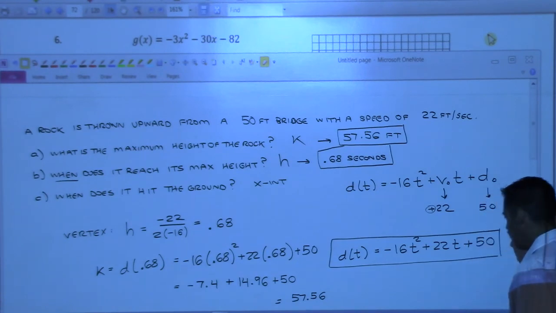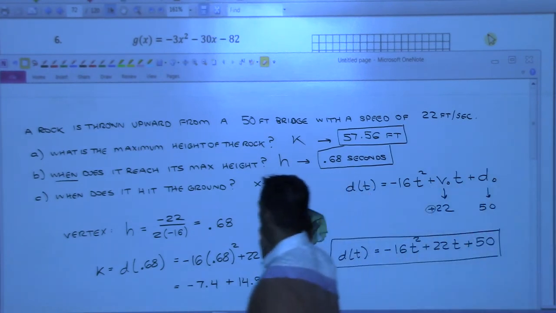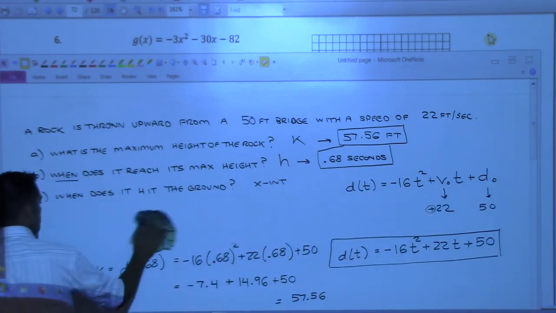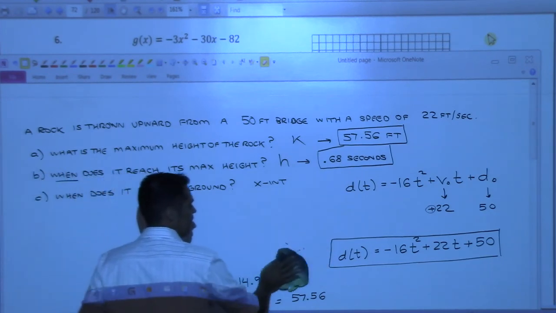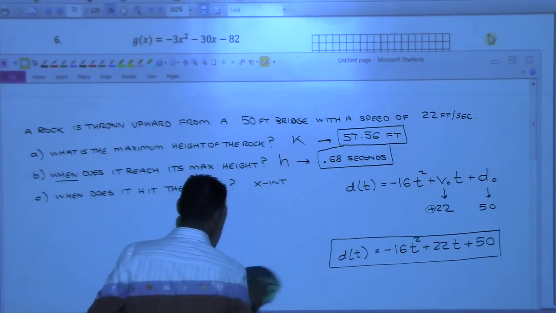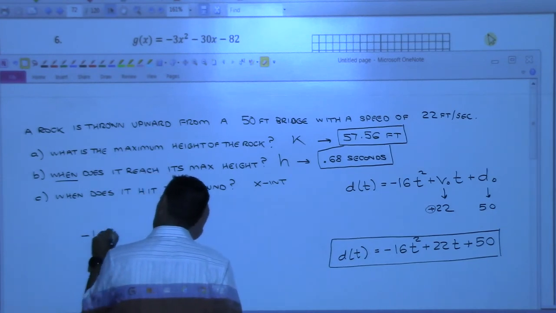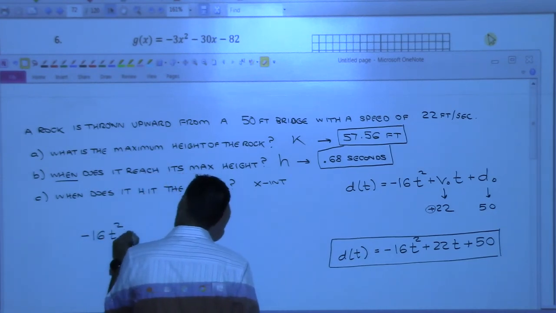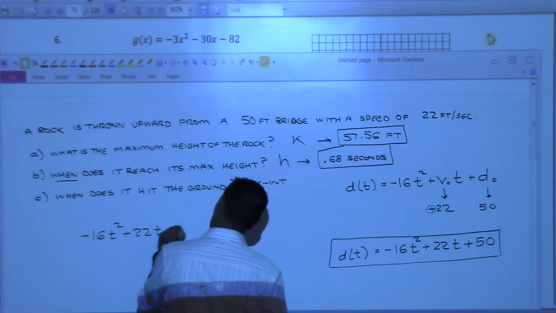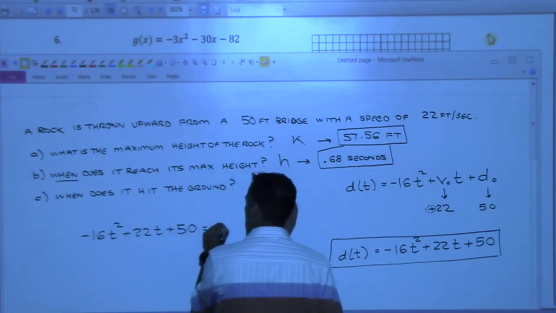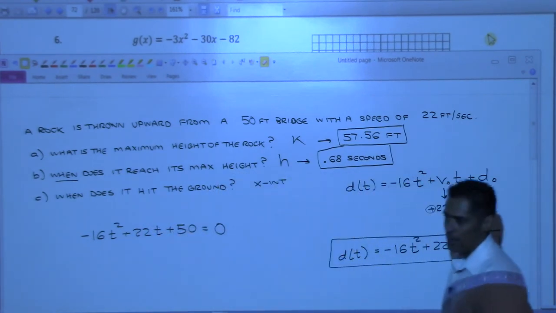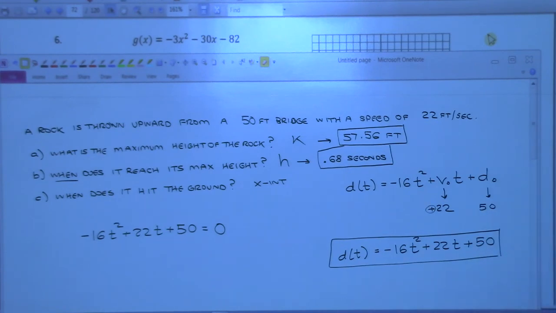So we're on part C now. Let's find the X-intercepts. And to do that, all we have to do is take the equation that we have over there and set it to 0. Negative 16t squared plus 22t plus 50. And I made this problem up out of my head, so I can almost guarantee you that's not going to factor. And that means you're going to have to use a quadratic formula.